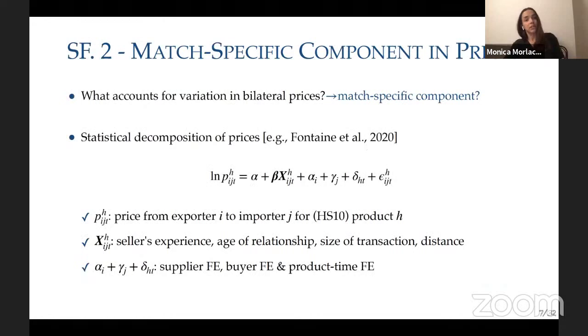Once we establish that this link seems to be multilateral, we ask ourselves what accounts for the observed variation in bilateral prices, and in particular, what's the role of the match-specific component. In order to do so, we propose a classical statistical decomposition of prices in firm-to-firm trade.